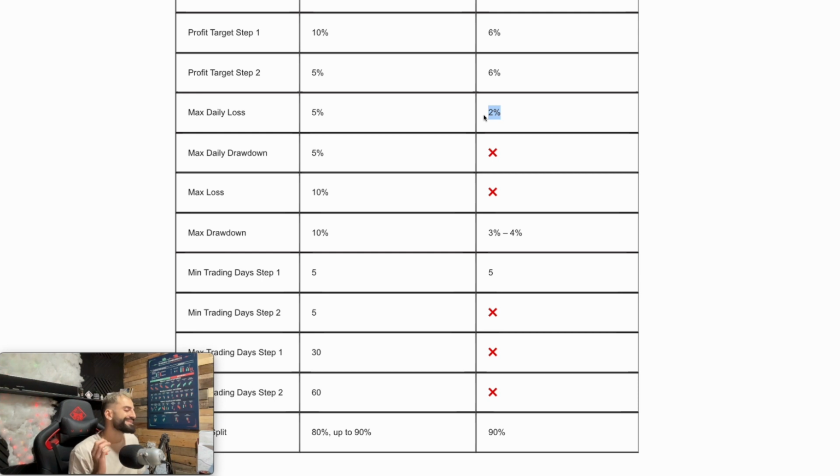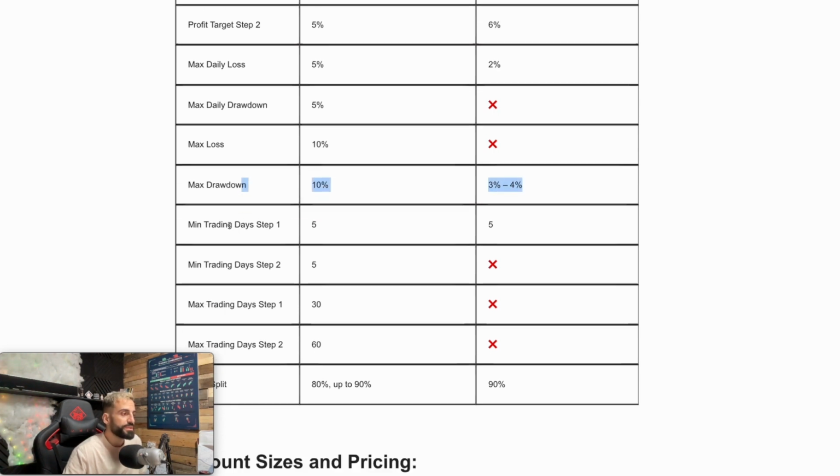That's quite tight, really. I will tell you the truth, 2% is very tight, but you only need to get 6% on both of them. There is no maximum daily loss here, just the maximum drawdown. Minimum trading days: 5 days at step one for both of them, and at step two, 5 minimum trading days at FundedNext.